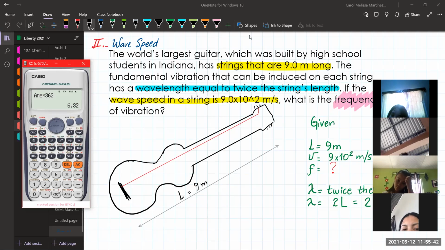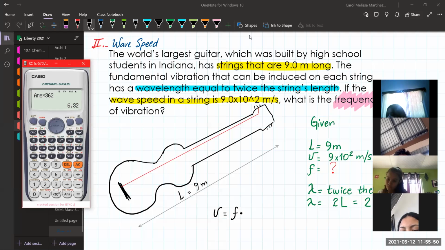What is the equation that we use to calculate the speed of a wave? The speed of a wave is equal to frequency times the wavelength. And the problem is asking you to find a frequency. This is the unknown. So isolating the frequency, you will have that frequency is equal to the wave speed divided by the wavelength.